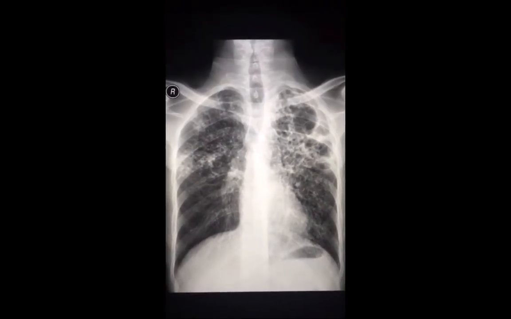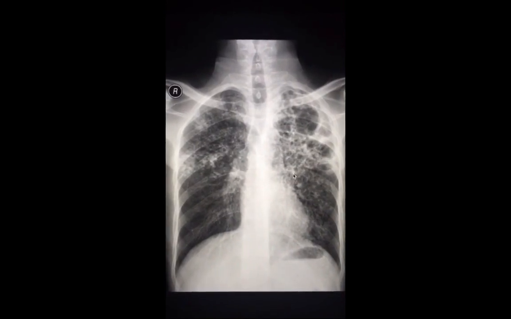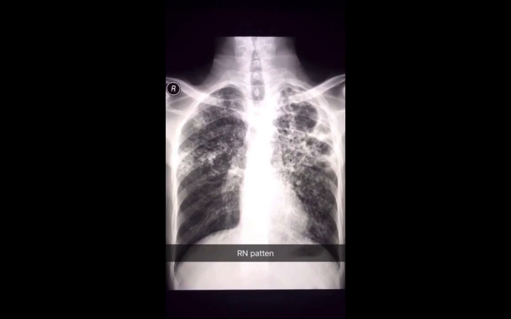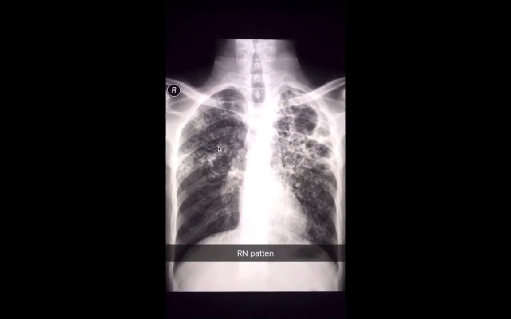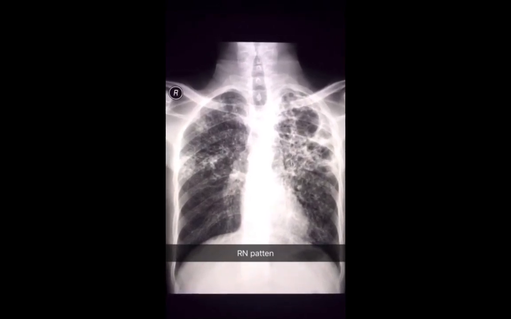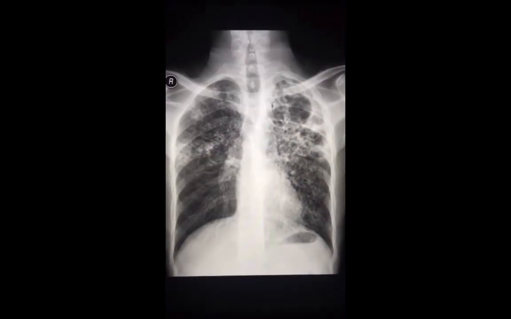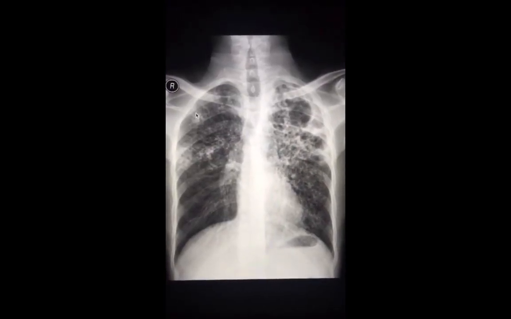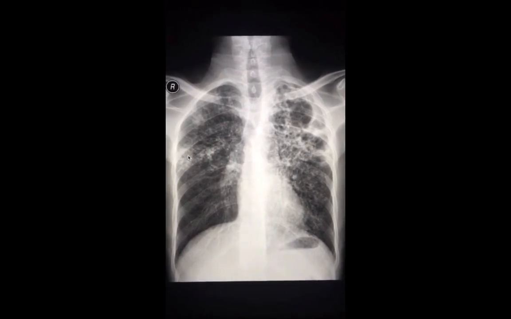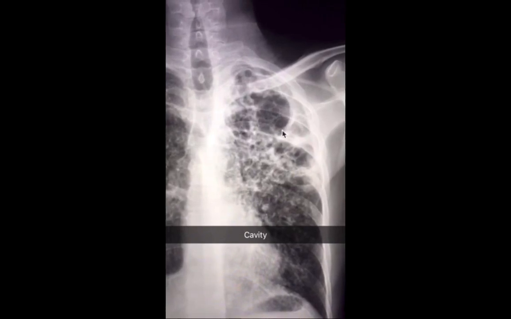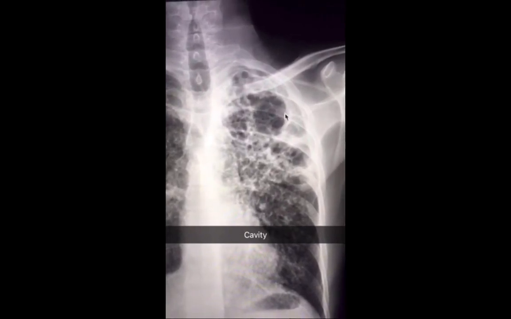Although the changes may be partially explained on the basis of airspace opacities, the main abnormality is in the form of dots and lines, and that's why it's a reticulonodular pattern. So although the predominant abnormality is interstitial, you have airspace opacities or consolidations here. Add to that you have multiple areas of well-defined air lucencies that are consistent with cavities.